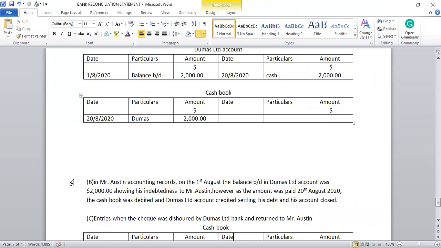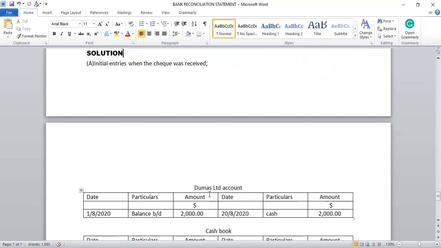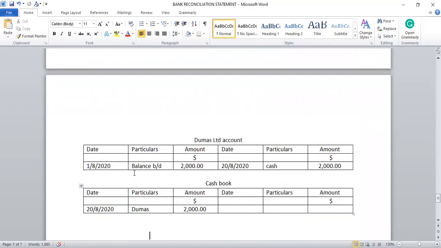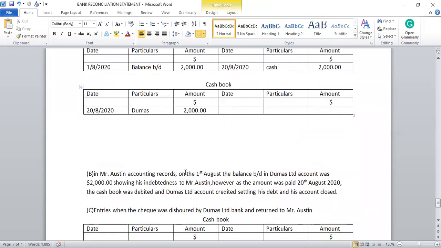What I've explained, I'm just reading it to you. B: in Mr. Austin's accounting records, on the 1st of August, the balance brought down in the Dumas Limited account was $2,000, showing his indebtedness to Mr. Austin. That's what I've just explained. However, as the amount was paid on 20th August 2020, the cash book was debited and the Dumas Limited account credited, settling his debt and closing his account.